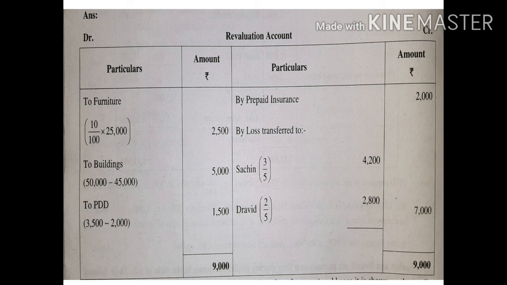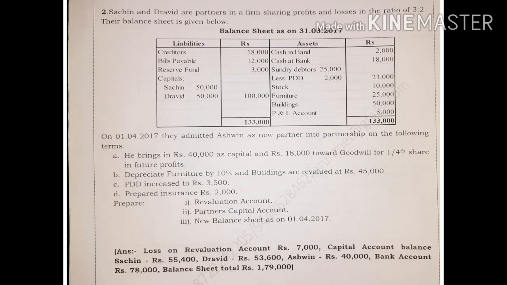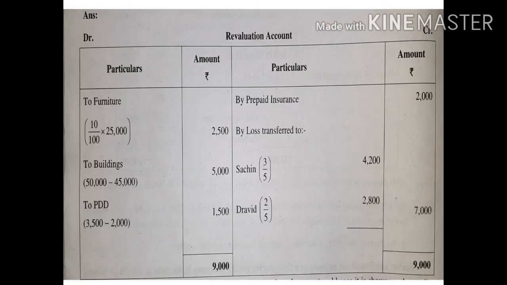Next, one more item is there, that is prepaid insurance. I told you that prepaid expenses are a current asset. Make a note of that. Prepaid insurance, prepaid expenses, is a current asset, and it is recorded on the asset side in the balance sheet. So where will we record a current asset? Obviously the credit side. An increase in the value of an asset we record on the credit side. So by prepaid insurance 2,000. These are the four items we have to record in the revaluation account.